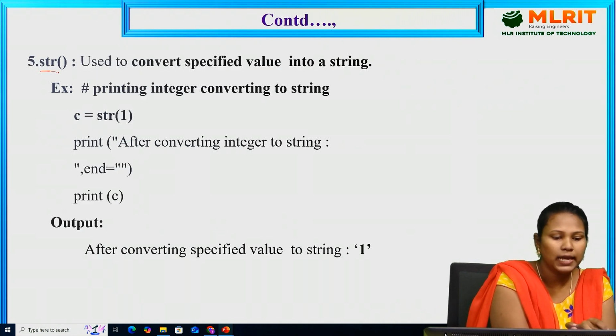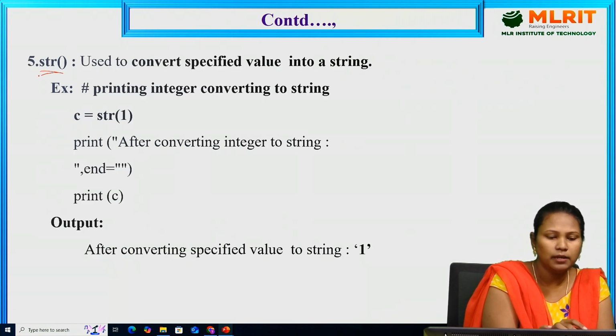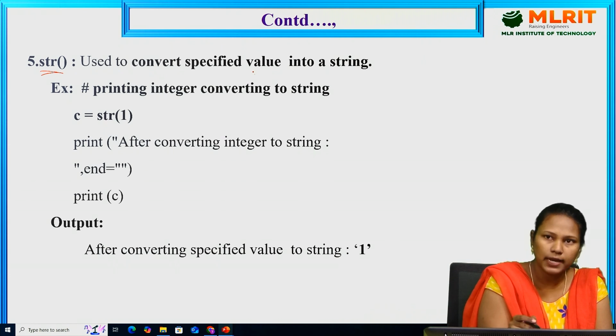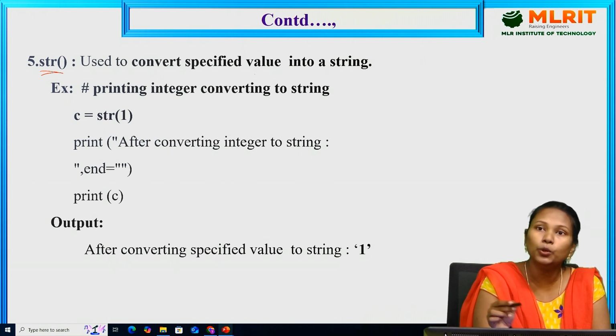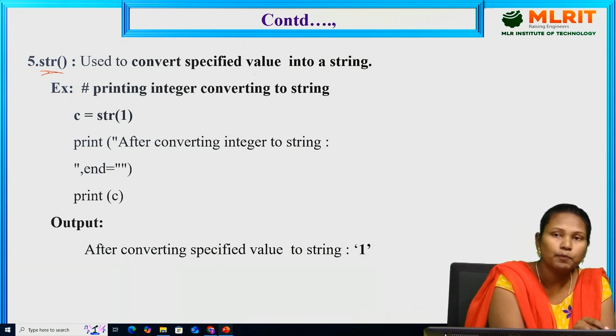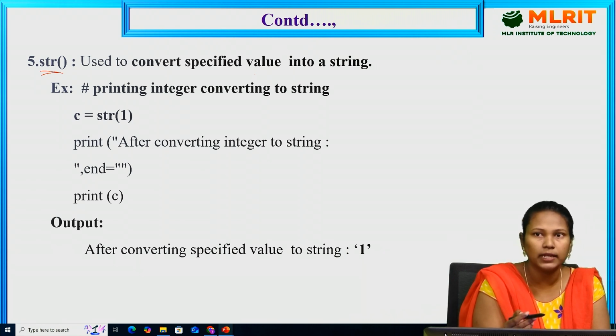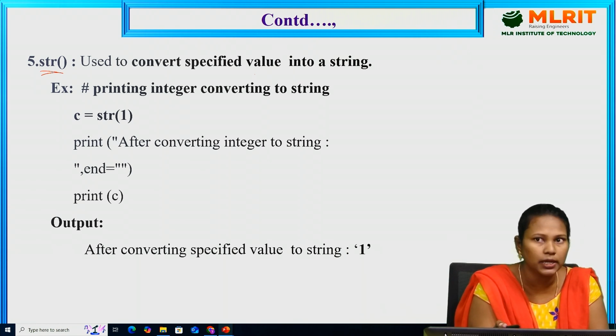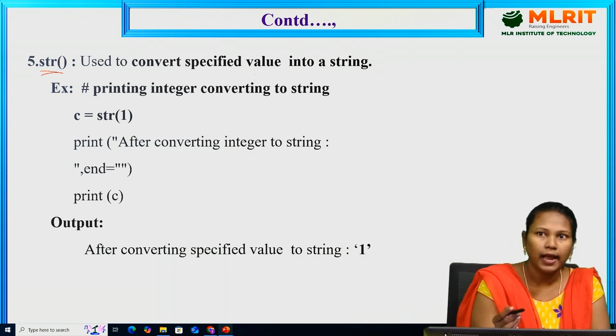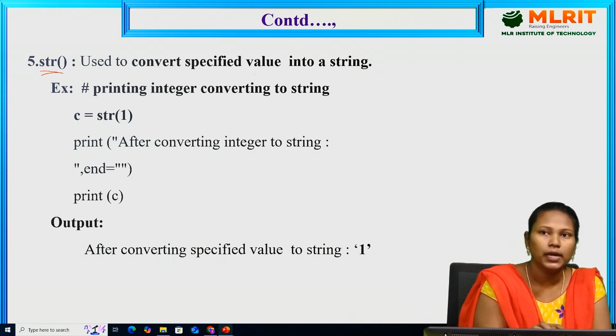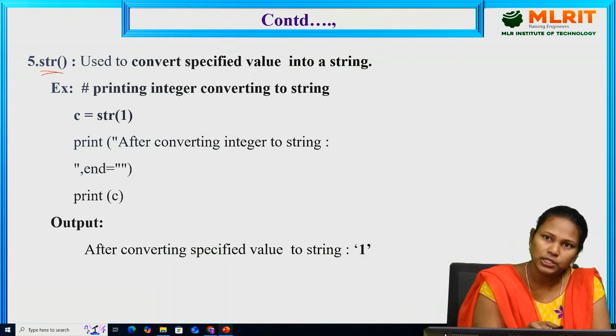The next one, str of. Here we are converting whatever the data is into string. So with the help of str of. Str of is used to convert, like int of, where we convert into int, float, hex and oct, like that string also. Here also we are converting integer to string, float to string, like that.